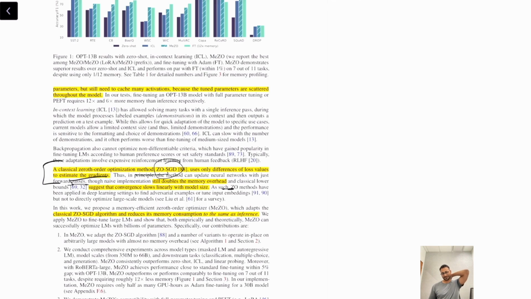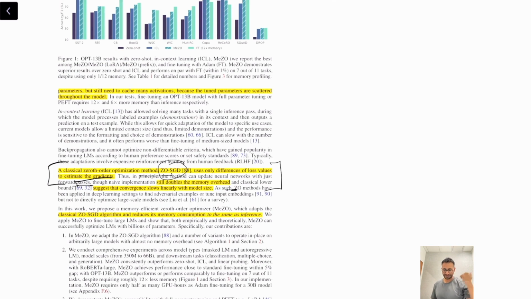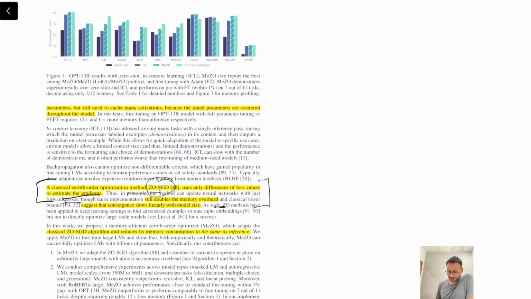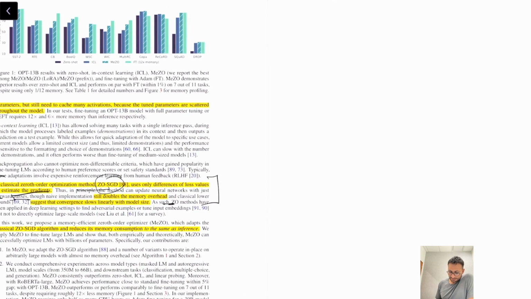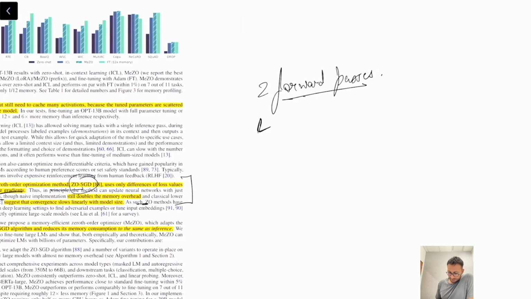Now, what does that mean? Let's discuss this for a second. If I'm doing zeroth order stochastic gradient descent, then we need to do 2 forward passes to estimate the gradient. And how does that work? Let's say I have a loss function, L, and let's discuss how we estimate gradients.